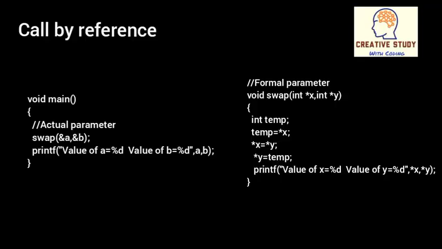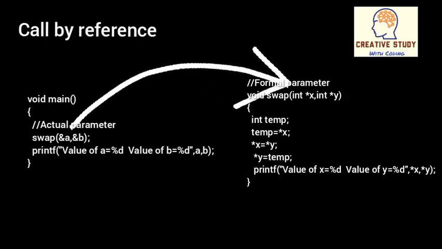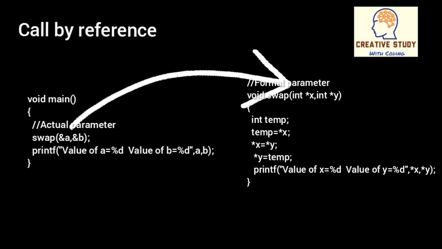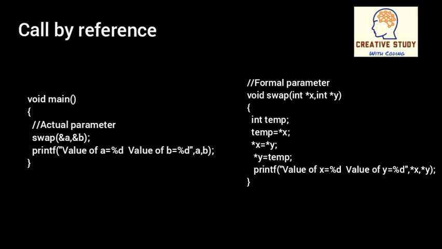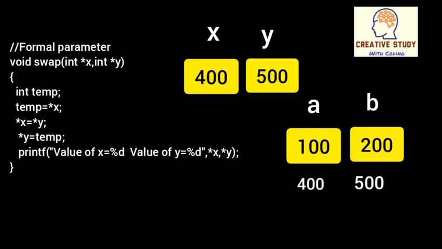In call by reference, the address of the variable is passed from the actual parameter to the formal parameter. So pointers are used as variables for this purpose because pointers can store the addresses of other variables. That's what we learned in this video. So pointer x will store the address of A and pointer y will store the address of B. Let's suppose these addresses are 400 and 500. Now pointer x will point to A and pointer y will point to B.